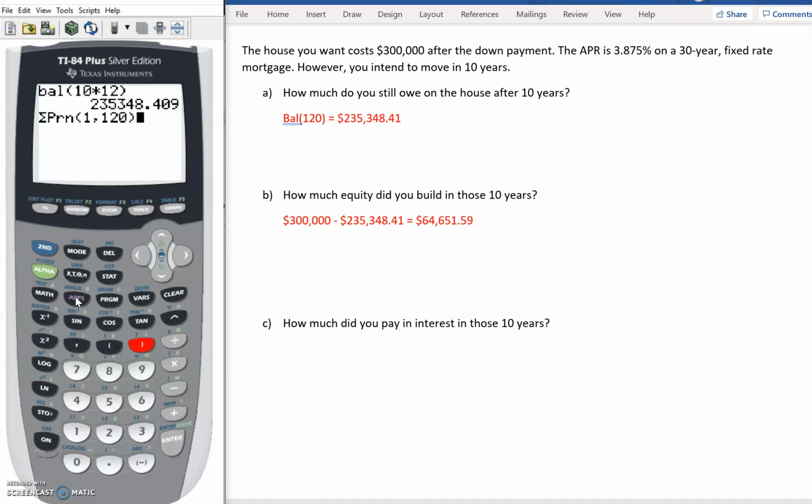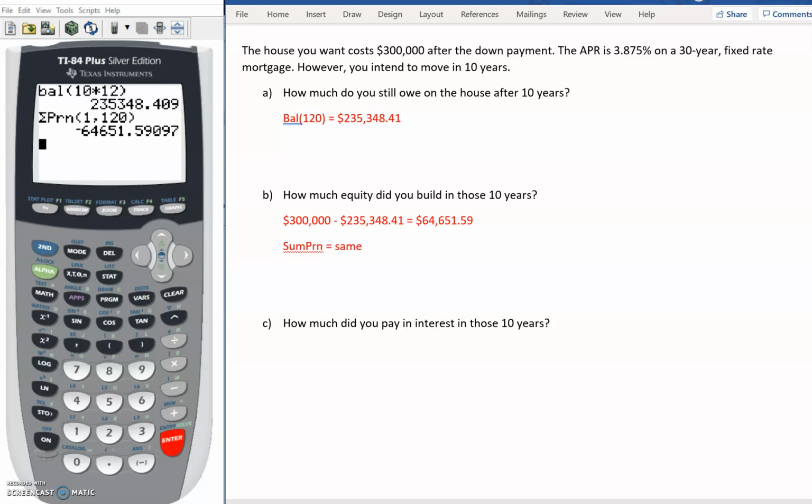So the sum of the principal from 1 to 120, and if we do that, it's going to look negative because of the direction of paying the money versus getting the money, right? The original loan was money given to us, so our payments are coming out of our pockets. But we see that we get the same exact number that I already wrote out: 64,651 and 59 cents. So I'm just going to say sum PRN, but that's really sigma.